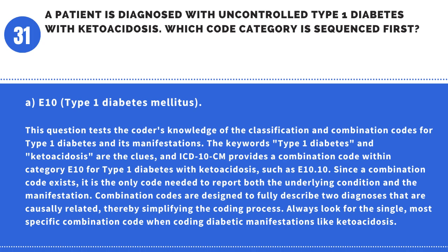Since a combination code exists, it is the only code needed to report both the underlying condition and the manifestation. Combination codes are designed to fully describe two diagnoses that are causally related, thereby simplifying the coding process. Always look for the single, most specific combination code when coding diabetic manifestations like ketoacidosis.